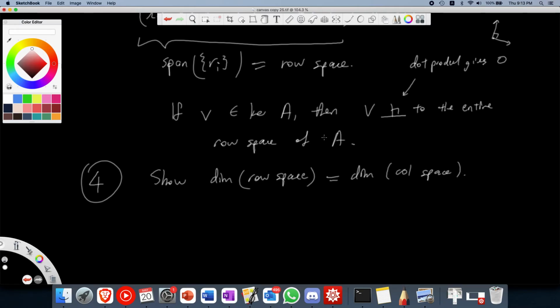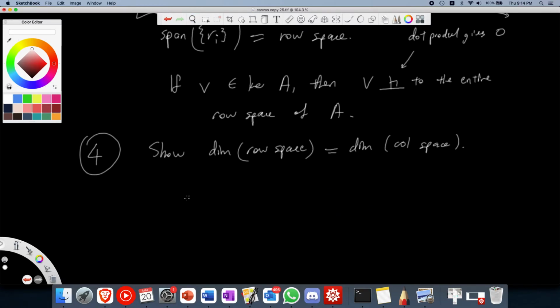Well, yeah, so we know first of all that the dimension of the kernel of A plus the dimension of the row space of A equals n, where A is a map from Rn to Rm. Why?